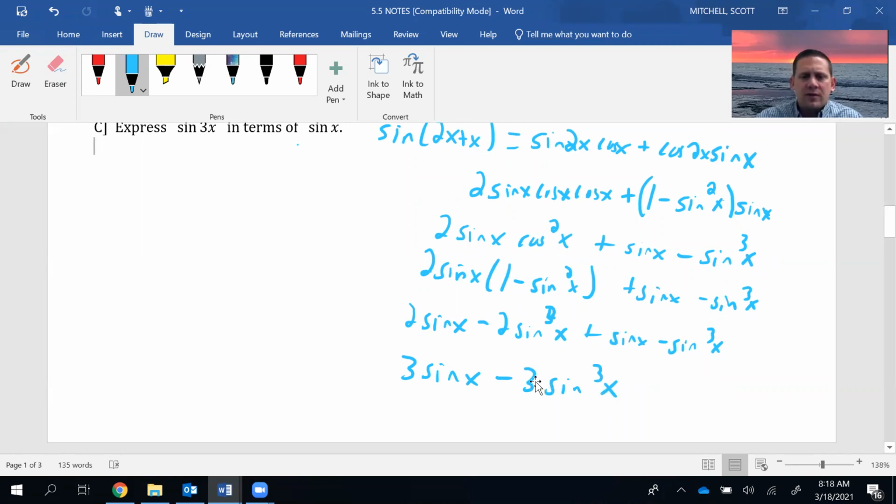And I think you could do some other simplifying. You could pull out a 3. You could pull out a sine out front. But I don't know that we need to do that necessarily. I think we're good to kind of leave it the way it is. All right.